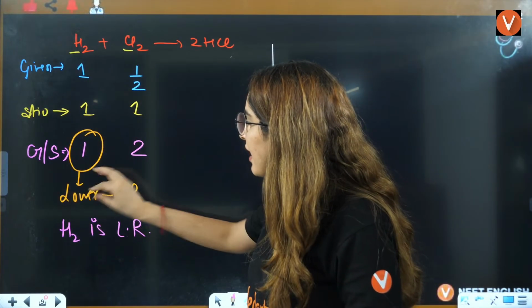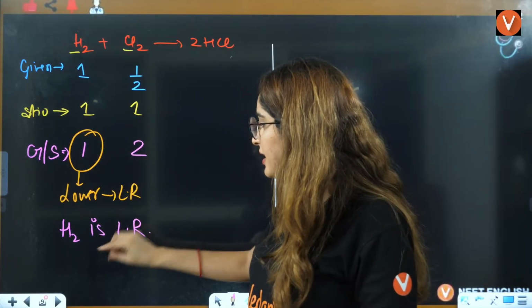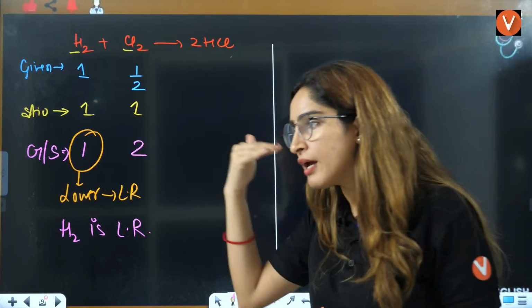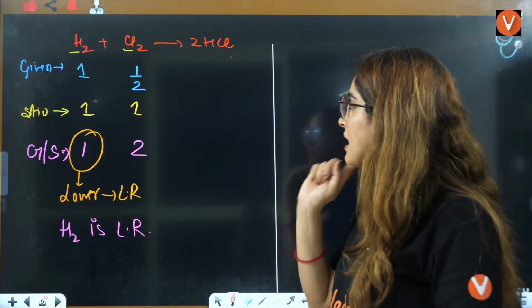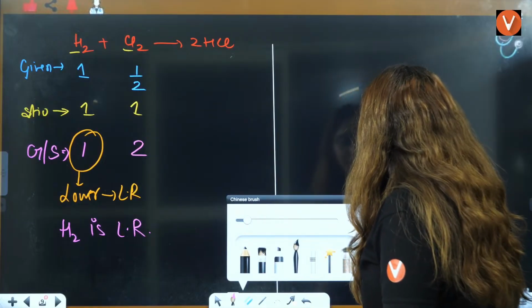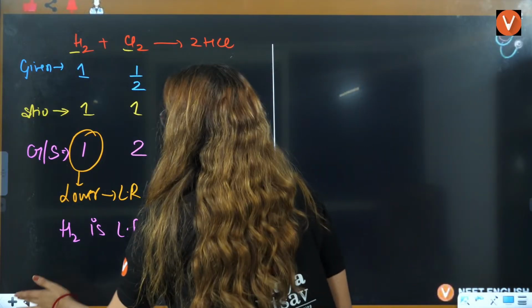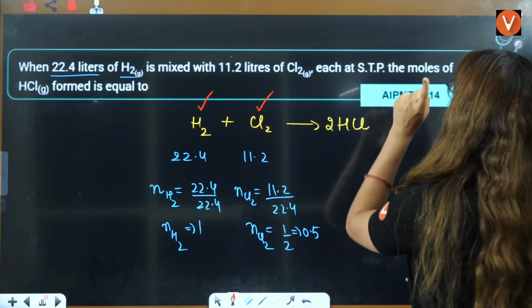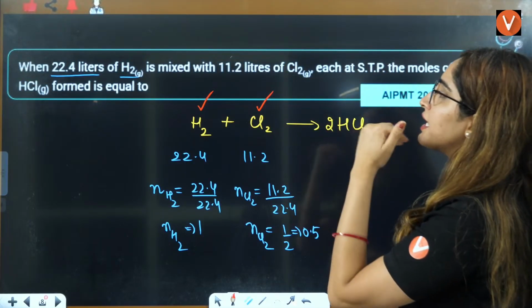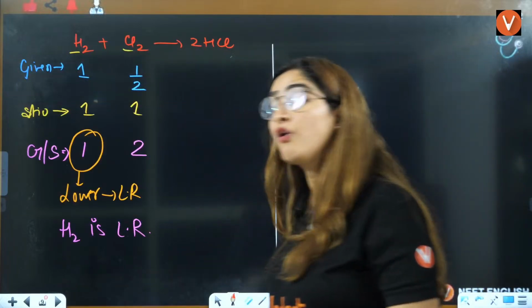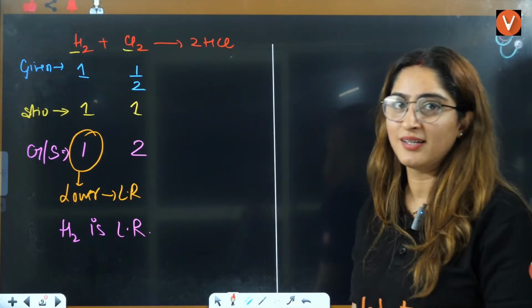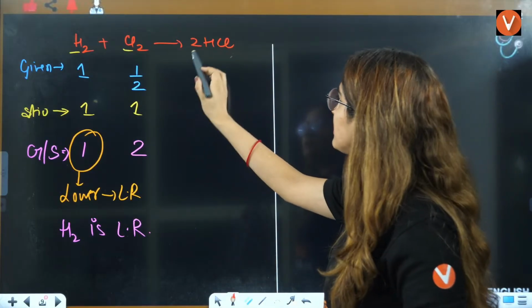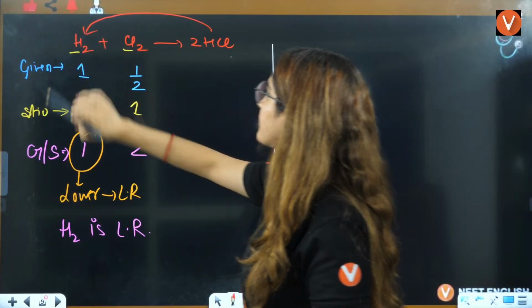This is 1 by 1. That is your limiting reagent, and H2 is the limiting reagent because it is the lower value here, right? Now, product formation will depend upon which thing? It will depend upon the limiting reagent. So this is the product. They are saying that the moles of HCl formed is equal to. Now you will apply the unitary method in mole formation. You will know that product formation depends upon the limiting reagent.